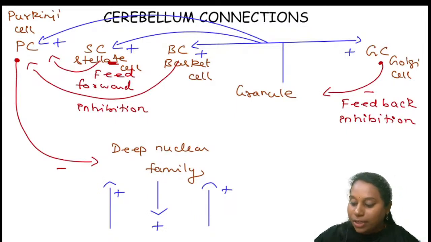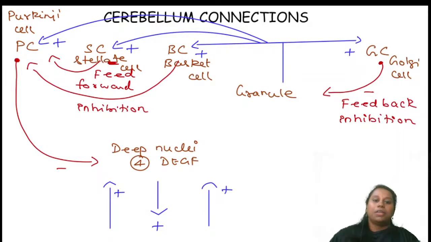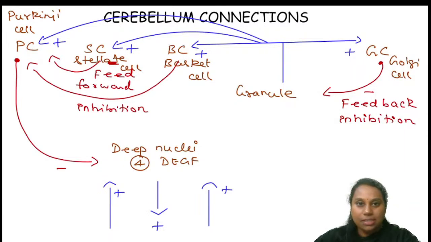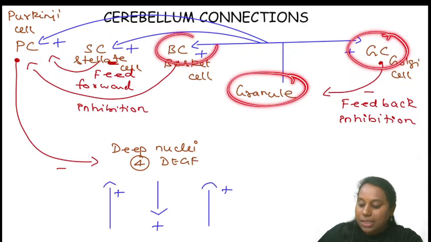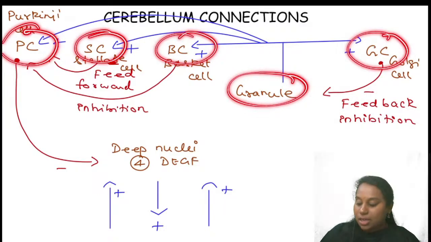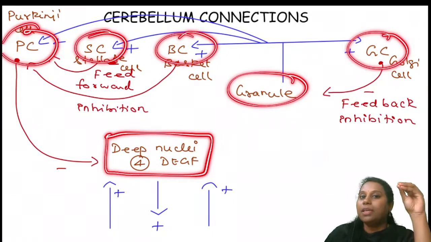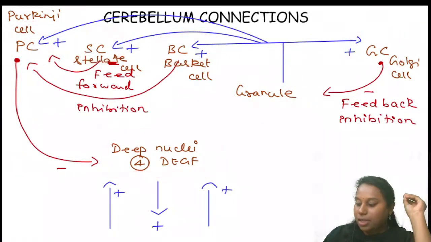What is this deep nuclear family? The 4 deep nuclei: dentate, emboliform, globose, and fastigial. Now see if you are able to correlate a few points on cerebellar connections. This is the cerebellar connection diagram. See, granule cell, Golgi cell, basket cell, stellate cell, Purkinje cell, the 5 cells of the cerebellar cortex, and how they are connected to the deep nucleus. Let me give you a few important points from the cerebellar connection.